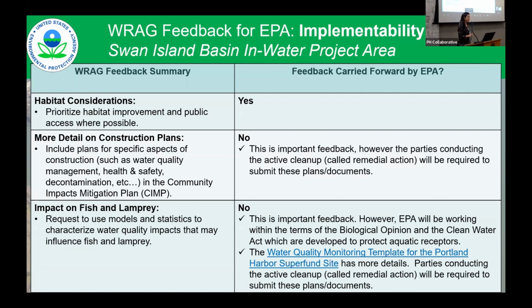And then lastly, impact on fish and lamprey. There was a request to use models and statistics to better evaluate our impacts during remedial action when that happens. The way that the laws all work together, there's a lot of rigor around our water quality impacts and the way we're going to sample for that. We're looking at the Clean Water Act, state water quality criteria, and the Endangered Species Act, and those are really going to be our drivers around meeting water quality criteria rather than doing statistics on the data, because we have very clear triggers that we have to meet in those laws.